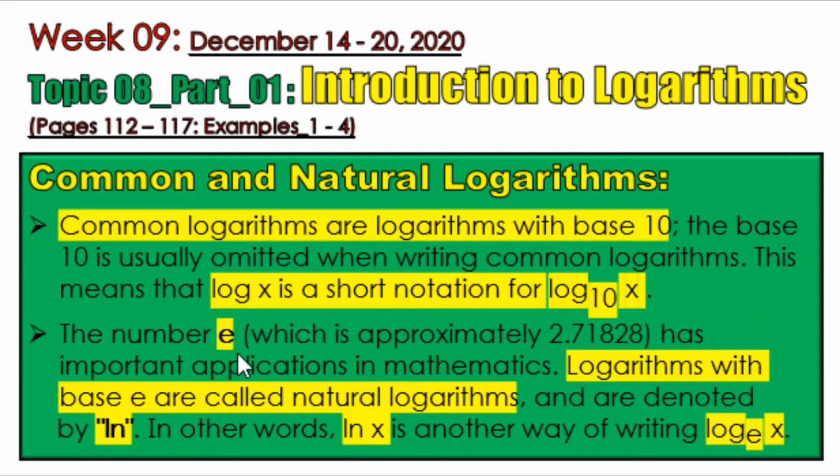The number e, which is approximately 2.71828, has important applications in mathematics. Logarithms with base e are called natural logarithms and are denoted by ln. In other words, ln x is another way of writing logarithm of x to the base e.